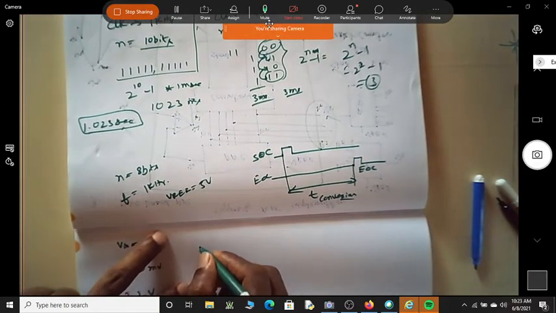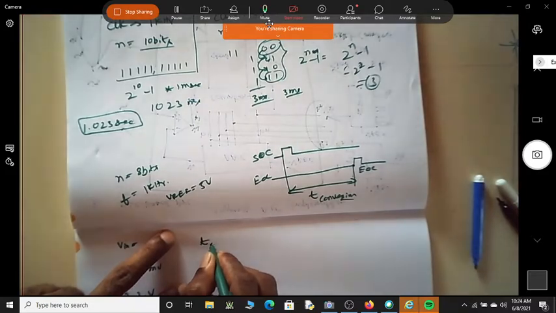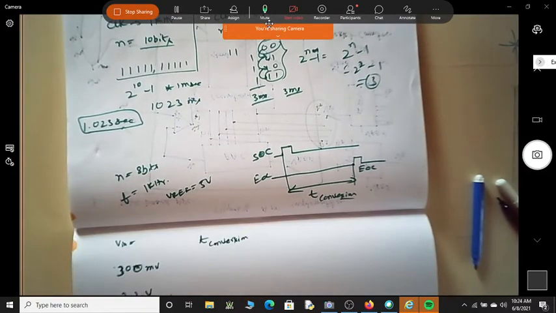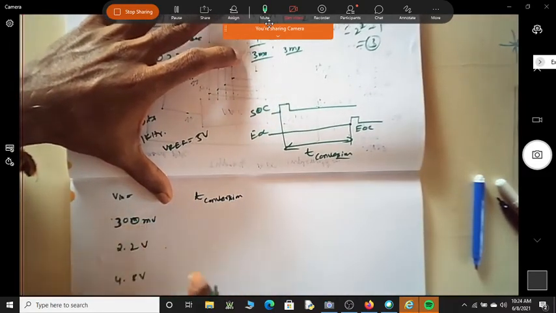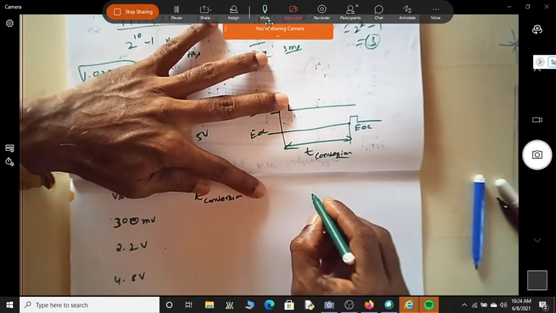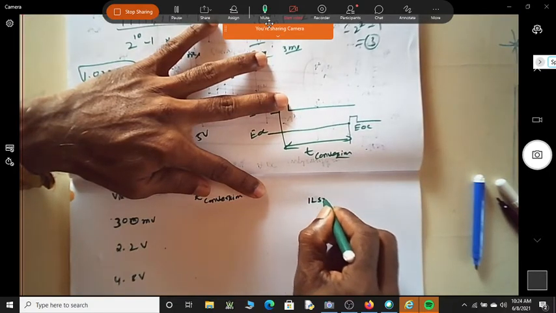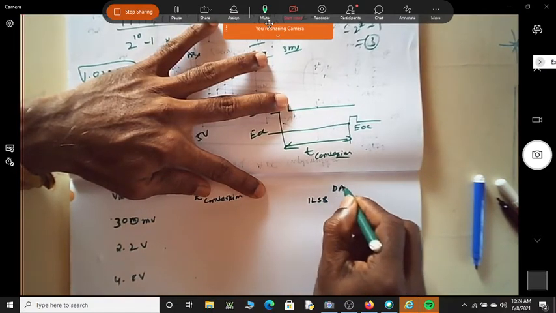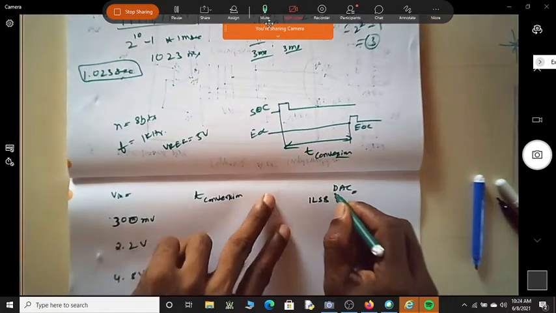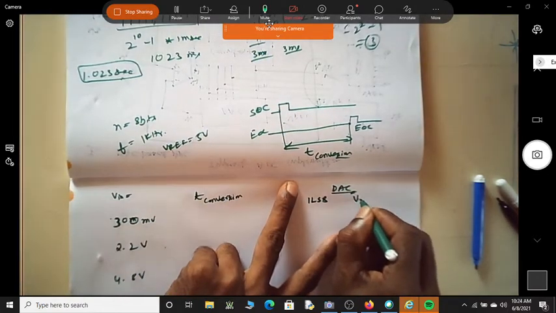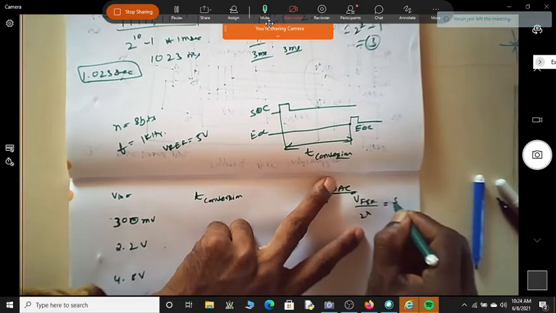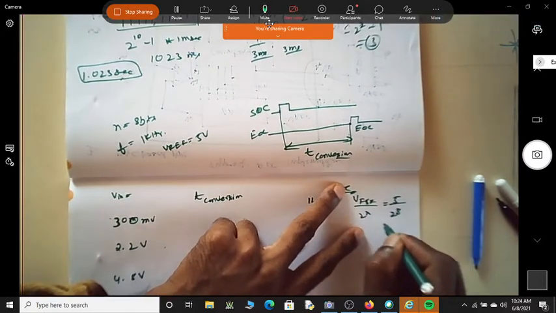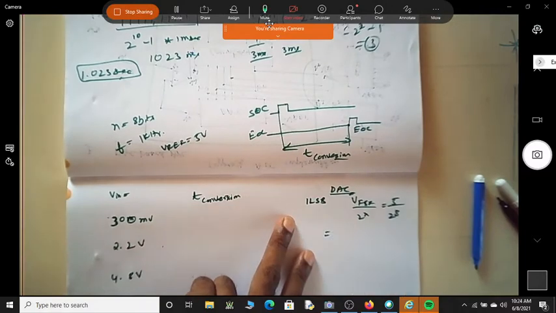Shall we estimate what the T conversion is? So now, what is 1 LSB for the DAC? Is it actually equal to VFSR by 2 power n? Is it equal to 5 by 2 power 8? Yes, sir. Am I correct? How much is that?